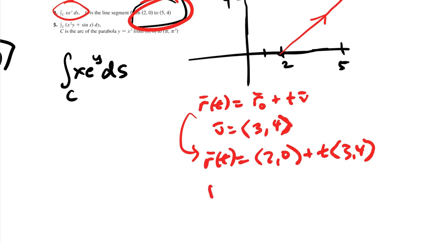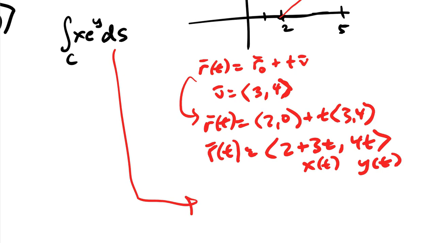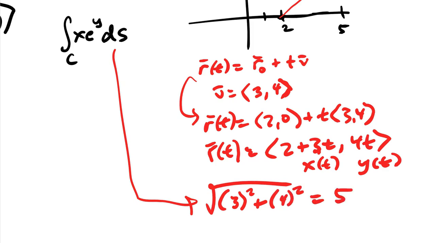And so we get r of t to be 2 plus 3t and then 4t. So the first one is x of t and the second one is y of t. All right, so now I can just plug those in for x and y here. Okay, ds is going to be the square root of (dx/dt) squared plus (dy/dt) squared. So dx/dt is 3, so it's 3 squared, plus dy/dt is 4, so that's 4 squared. So this turns out to be 5.